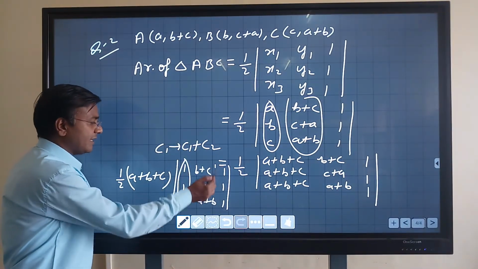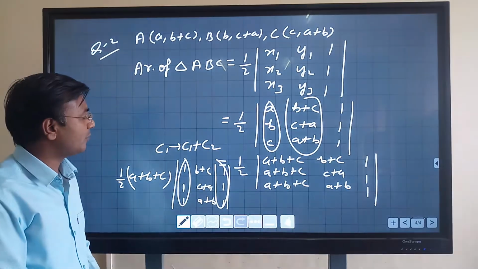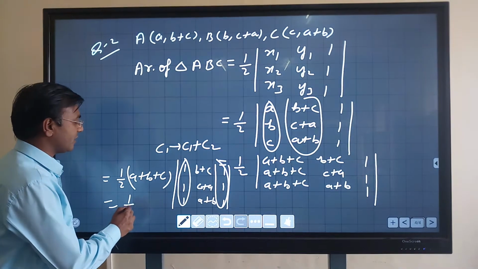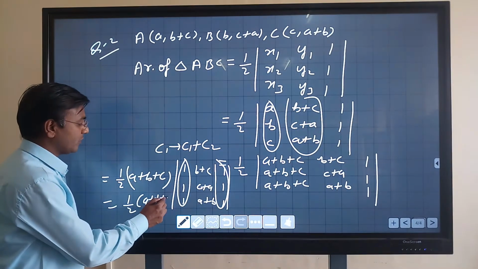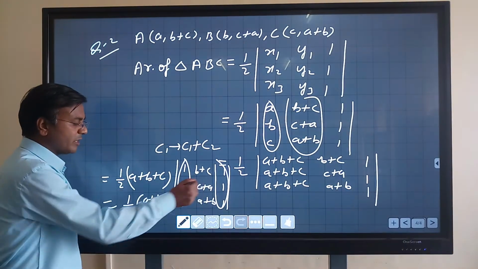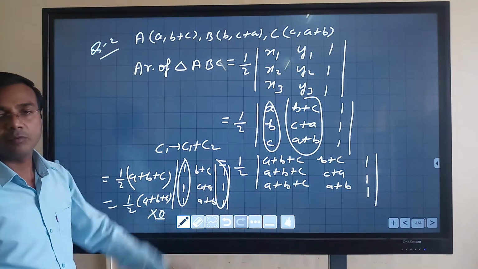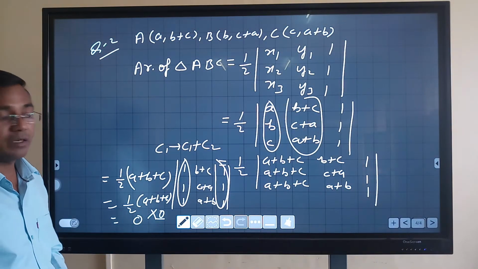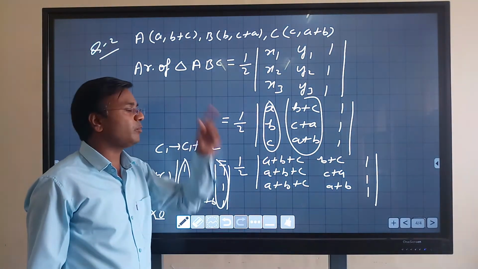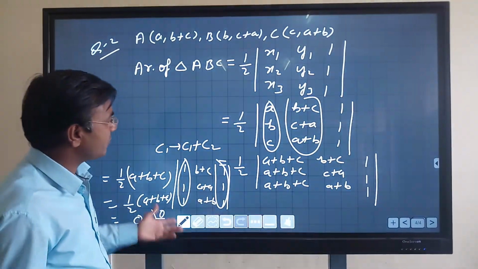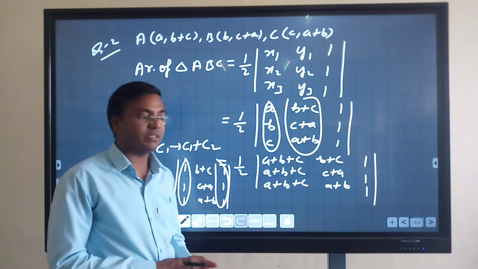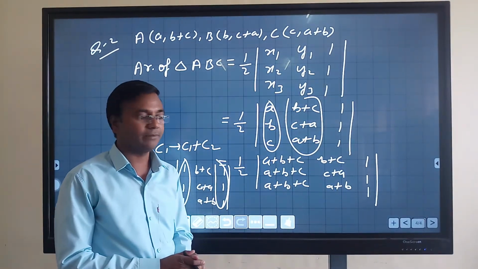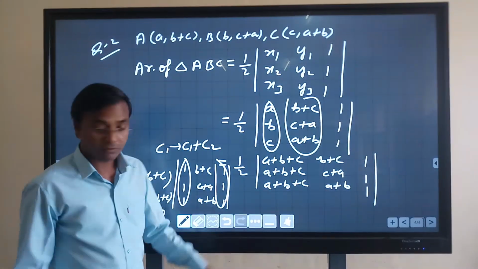After that, since C1 and C3 are identical, right? By property number 3, C1 and C3 are identical, and we know that the value of such a determinant becomes 0. So 1 by 2 times A plus B plus C into the value of this determinant becomes 0. So you can write it directly by using the property, as C1 and C3 are identical. So finally the area of the triangle is coming to 0. It means the given points are collinear. So you must have seen that this is the very easiest way to prove that the points are collinear, besides using the area of triangle coordinate formula studied in class 10, right?